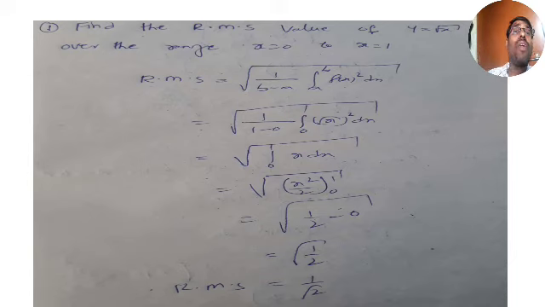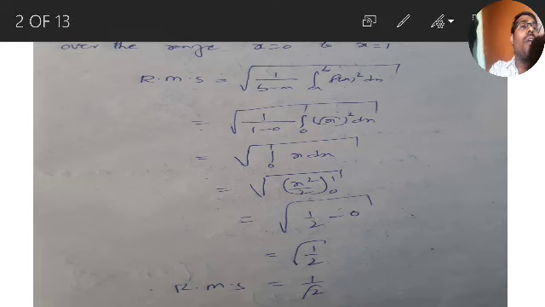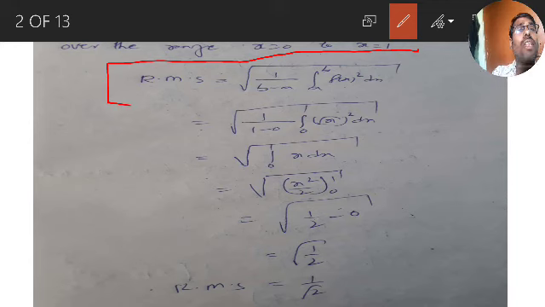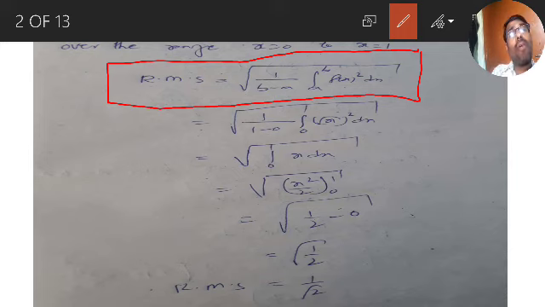In each and every problem I am going to write the formula, so I have taken it from that only. What is RMS value? RMS value is equal to the square root of 1 by b minus a, integration a to b, f of x whole square dx.